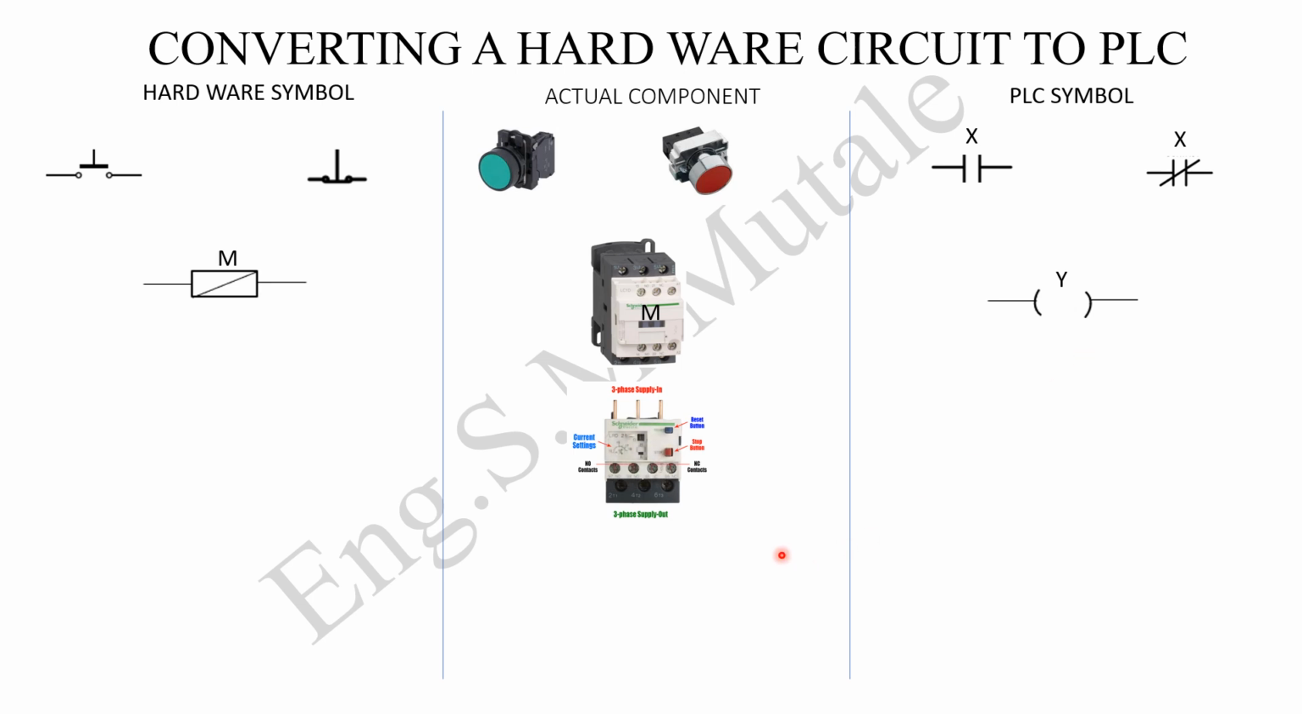We've got the overload. The overload is something you can interact with. You can press it to trip it, so it's an input symbol. It has two sets of terminals: 95, 96, and 97, 98, which are normally closed and normally open. Here, I'm talking about the normally open symbol. So the normally open of a contactor is something like that. Here it will be like that.